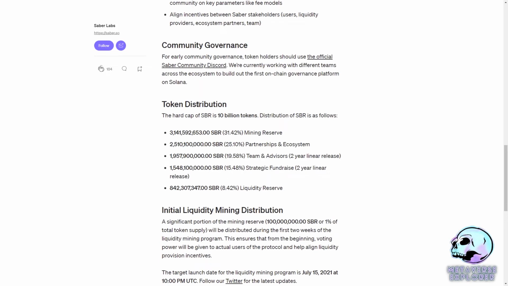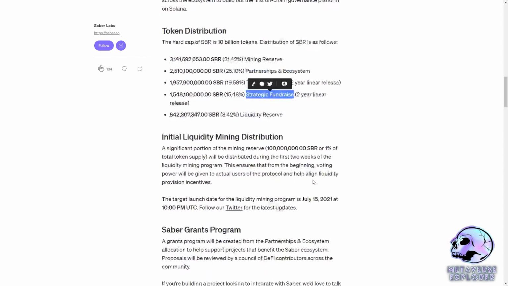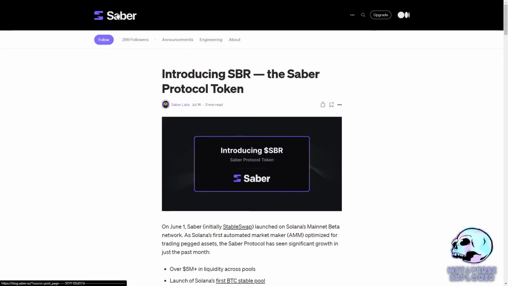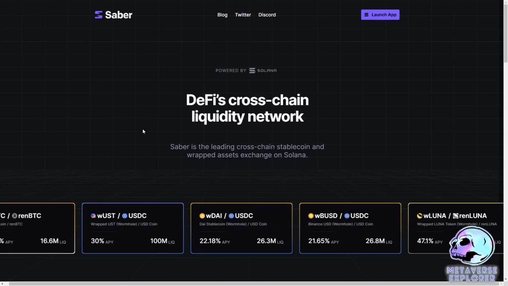Let's have a look at their token distribution. 31% to mining reserves, 25% partnerships, 20% to team, 15% to strategic, and liquidity is 8%. So these tokenomics are a bit different to Mercurial. The team gets 20%, partnerships get 20%, strategic fundraising and private sale is 15%. For Mercurial, I think it was 5%. So it's fair to say that the Saber team is selling more of their tokens to big institutions. Okay, that's it for now. Feel free to browse their Medium so you can have a look at their tokens some more.